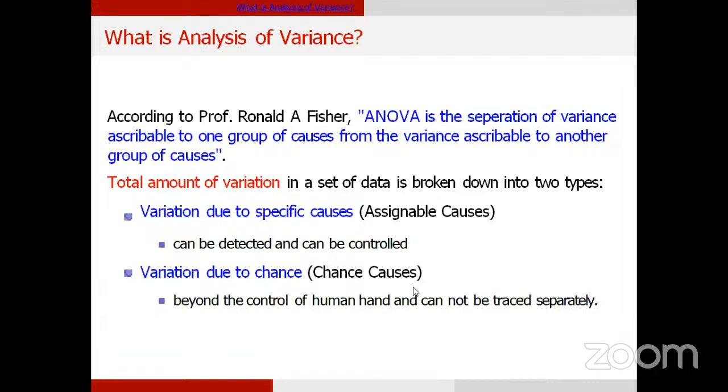So the total amount of variation in a set of data is broken into two types: variation due to specific causes, and variation due to chance. Variance due to specific causes can be detected and can be controlled. Variance due to chance is beyond the control of the human hand and cannot be traced separately.